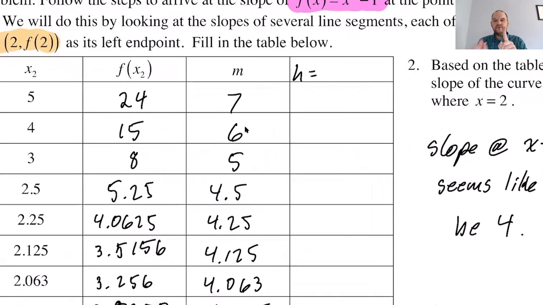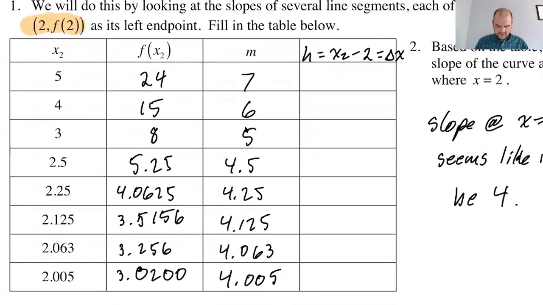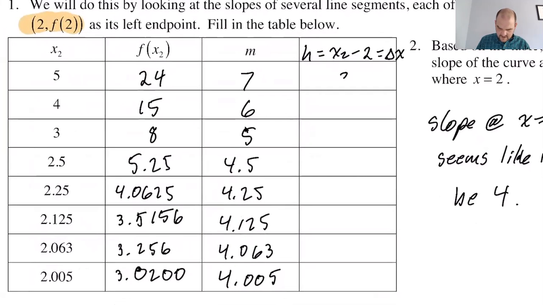It's how far you are from x equals 2. So when you're at 5, you're 3 units from x equals 2. So this is going to be x minus 2. Another way of thinking of that is delta x. It's your change in x, right? If we start at 2 and we use 5, then it's 3.